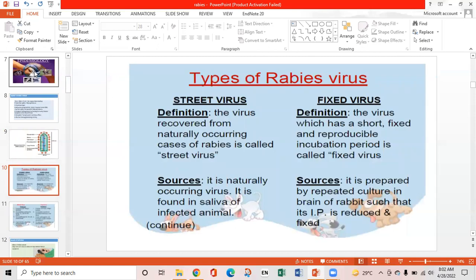Types of rabies virus. There are two basic types, street virus and fixed virus. The virus recovered from naturally occurring cases is called street virus. The virus which has a short, fixed, reproducible incubation period is called fixed virus. The source of street virus is that it is naturally occurring; it is found in the saliva of infected animals. The source of fixed virus is that it is prepared by repeated cultures in the brains of rabbits, such that its incubation period is reduced and fixed.